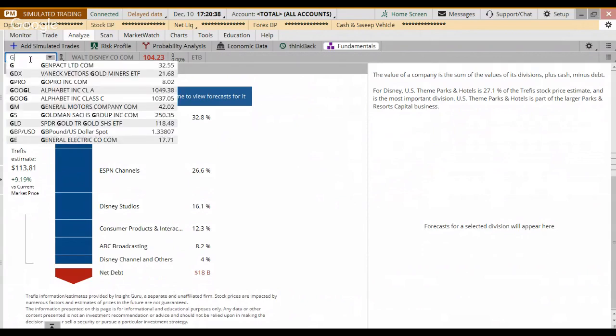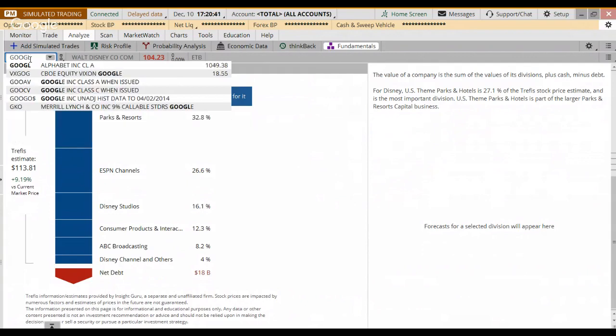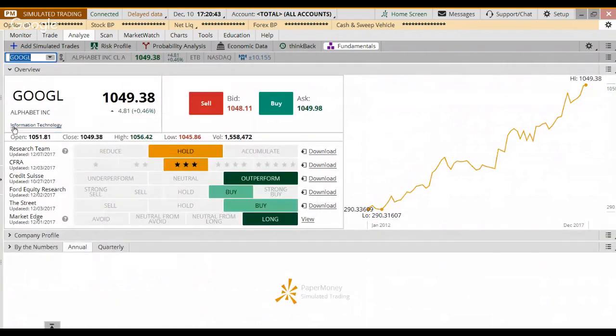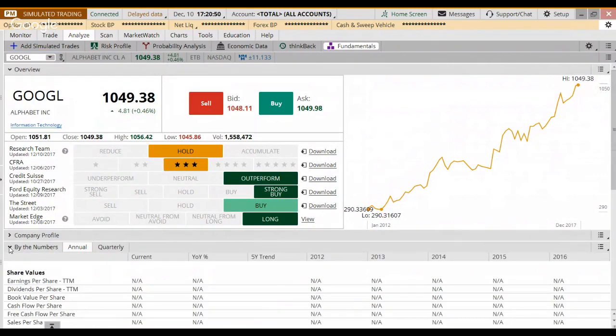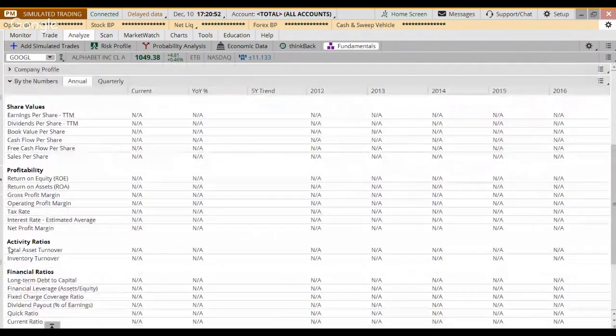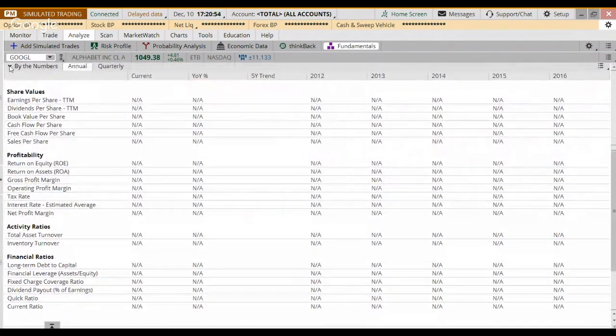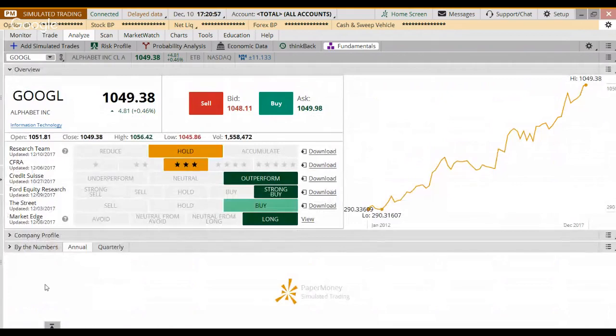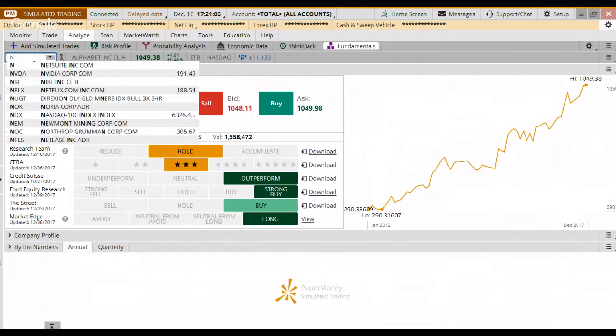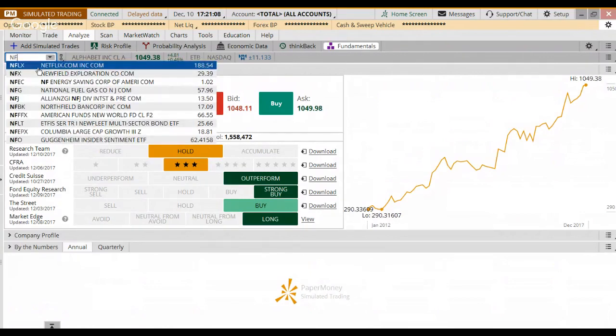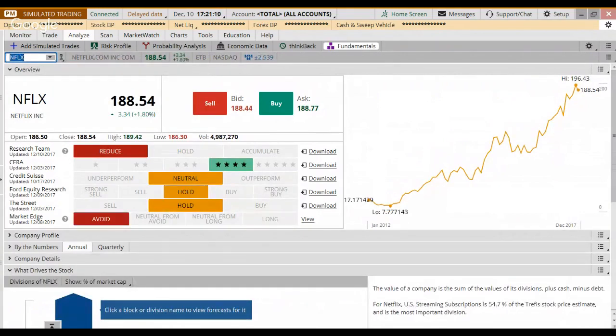Let's see what Google has, if they have anything that drives theirs. Okay. If there's anything, that's their numbers. I don't see anything on Google because that's just internet. Let's see, Netflix is one that should have one. Okay. All right.